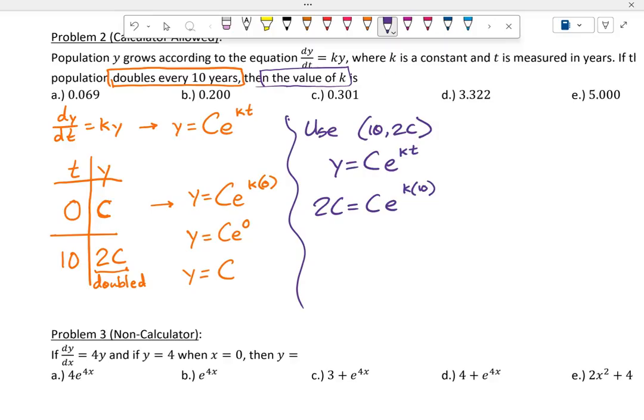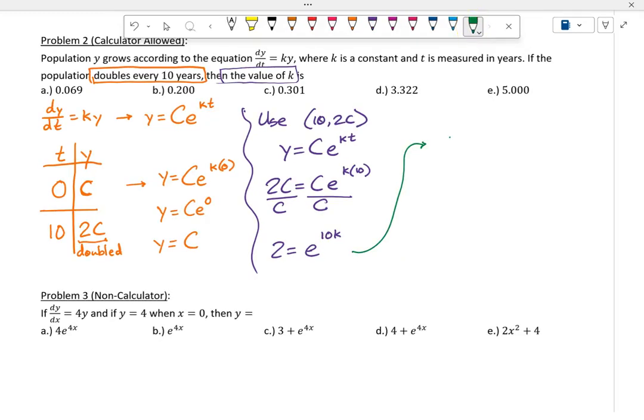Isolate our exponential part. So what do we do? Divide by our c. But what happens when we divide by c? So does it actually matter what c is? Because in the end, they will cancel and we are left with 2 equals e to the 10k. Same thing would go if we were told that it was tripling in 10 years. Then we'd end up with 3 equals e to the 10k. All right, I want you guys to go ahead and solve that from there. This is Calc Aloud, so you're going to be finding your decimal value for k. So go ahead and try that out, please.